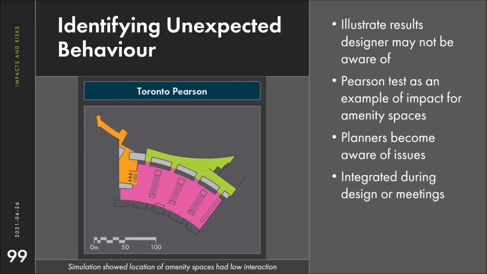Simulations can illustrate behavior that designers may not have expected. For example, after seeing the Toronto Pearson test, airport planners may realize that the retail area was not the best utilized by international passengers. As a result, they may reconsider arranging the retail spaces to improve passenger experience or even business. This can also be identified during the design phase or communicated during client meetings.